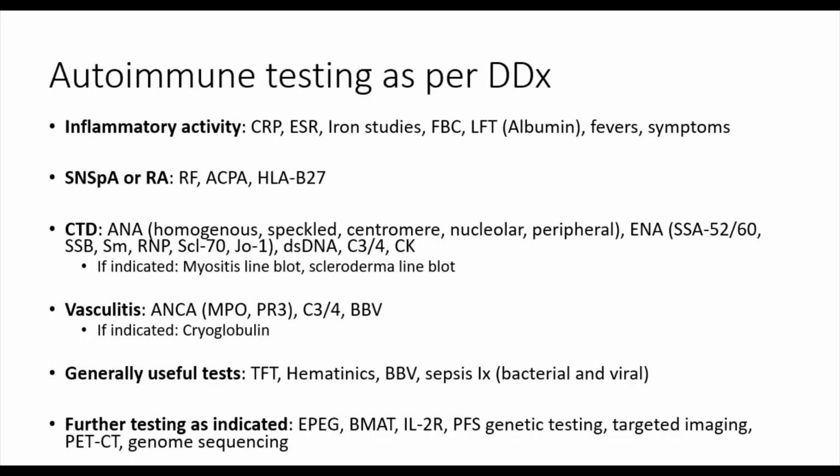The less common patterns include the centromere ANA pattern, which suggests the presence of anti-centromere antibodies, which are associated with limited cutaneous systemic sclerosis, or CREST syndrome. The nucleolar ANA pattern suggests the presence of anti-nucleolar antibodies, which are associated with lupus and systemic sclerosis. And depending on the cell line used, a peripheral ANA pattern can also be observed, which would suggest the presence of anti-DNA antibodies, which is associated with lupus.